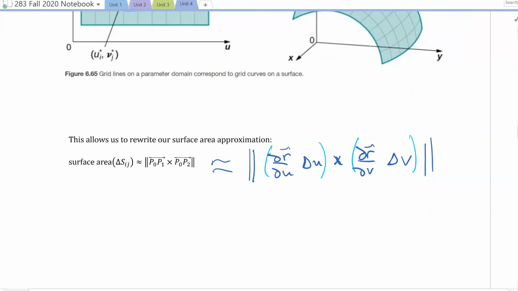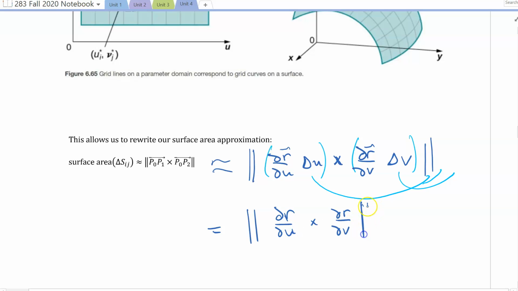Now really what we have is parentheses around these two vectors that we're taking the cross product of. What we're going to do next is just pull these scalars out. We're assuming delta v and delta u are both positive constants. We can take these outside of the cross product length, and this will then be the length of the cross product of the partial derivative of r with respect to u and the partial derivative of r with respect to v. Again, we're at the point u sub i, v sub j; I'm leaving that off for now. And then it's times, on the outside of that, delta u times delta v. Those are positive constants, so we can pull them outside of the length.